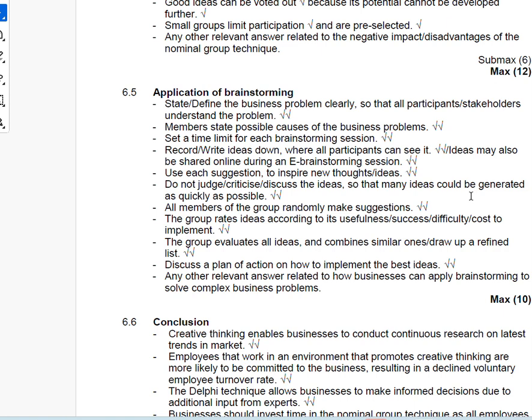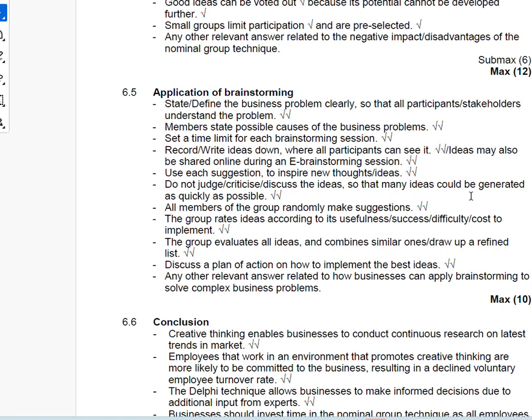Application of brainstorming, which was the last aspect that we needed to cover. State or define the business problem clearly so that all participant stakeholders understand the problem. Members state possible causes of the business problem. Set a time limit for each brainstorming session. Read or write down ideas where all participants can see them. Ideas may also be shared online during an e-brainstorming session.